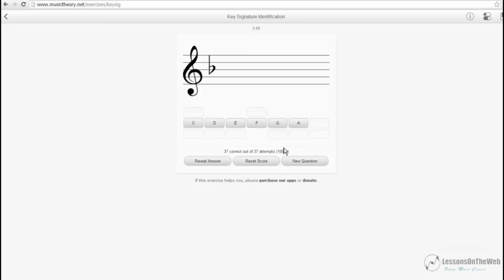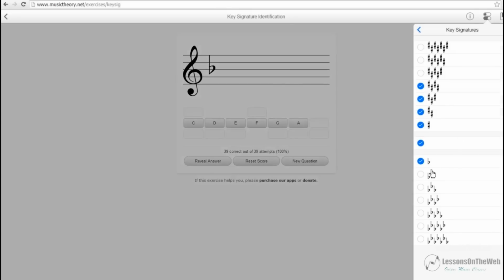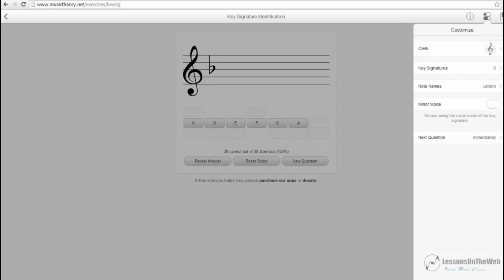So, I've answered 37 out of 37 attempts. Try doing like 50 of these, like even more than I did, and see how well you do. Add a couple each day. So, start out with 2 sharps and 2 flats, and then add as you go along. Oh, here are the flats. I didn't even have that many flats selected. So at first, you only want to have a couple sharps and a couple flats selected, and go from there.